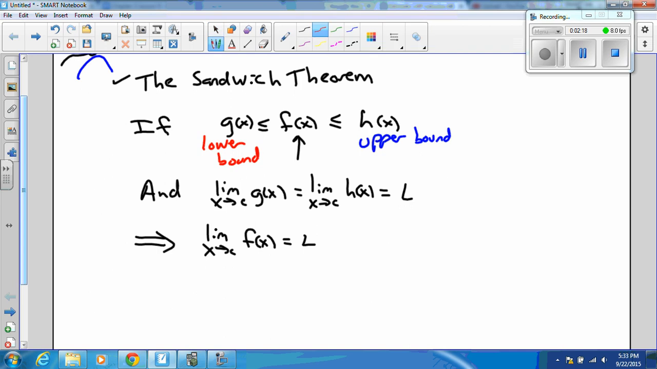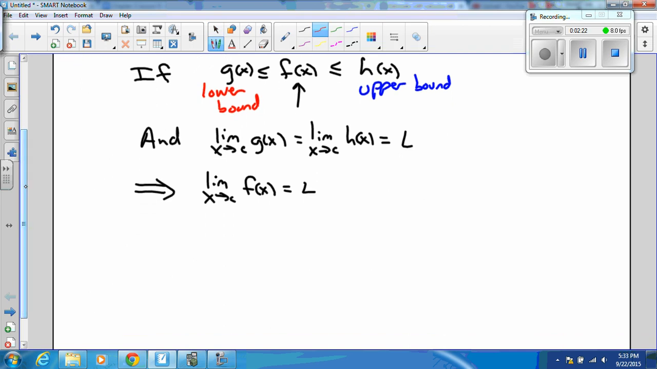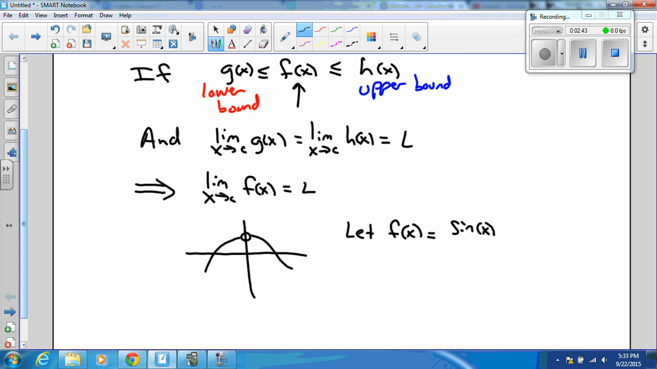Well, let me show you, first of all, a picture to justify why this is true, and then I'll show you how it's used in practice. So our picture is this. We have some function f of x. In fact, I'll go ahead and give you an f of x that this might apply to. Let's let f of x be the function sine of x divided by x.